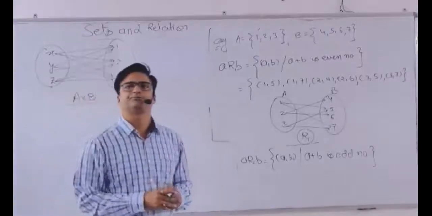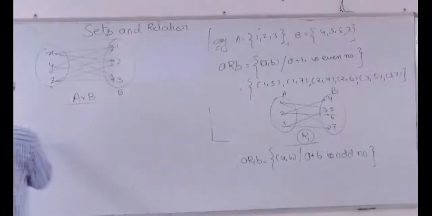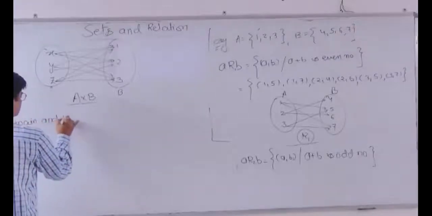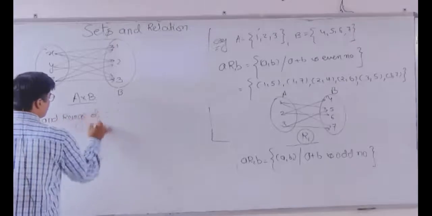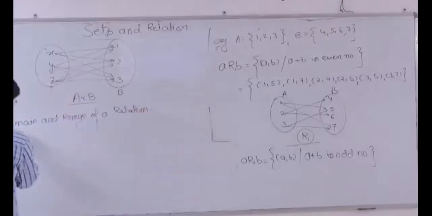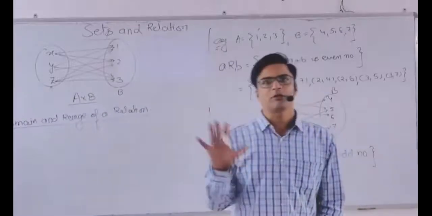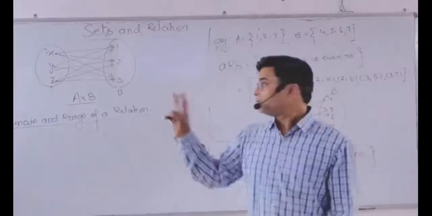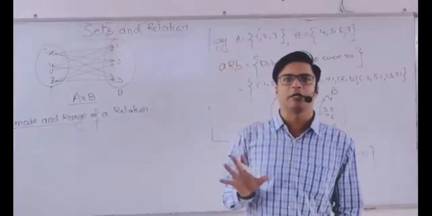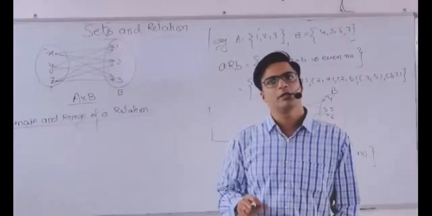Now understand. I will define the domain and range of a relation. First of all, understand this properly. Domain and range will depend upon which relation we have defined. If the relation is different, then your domain and range will also differ. Understand?